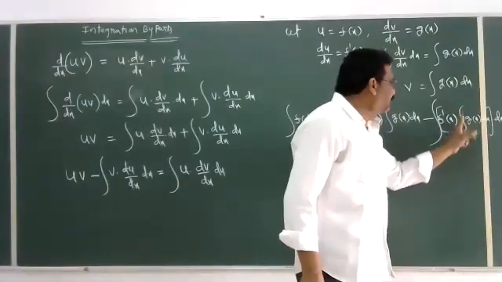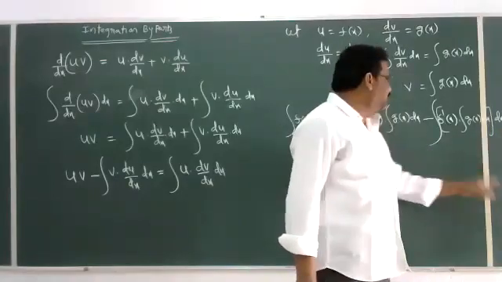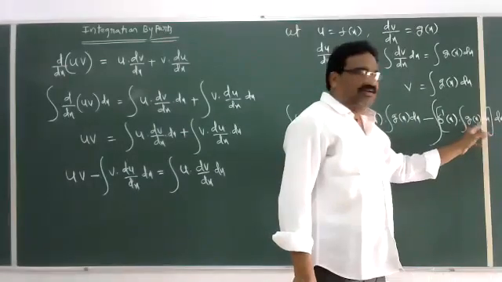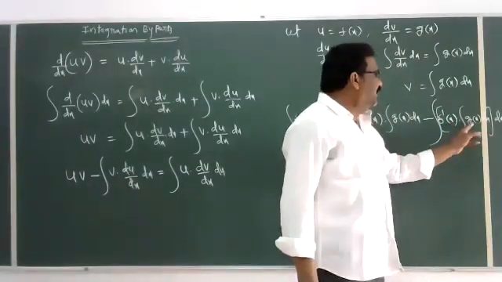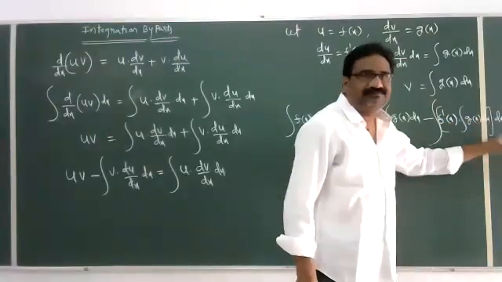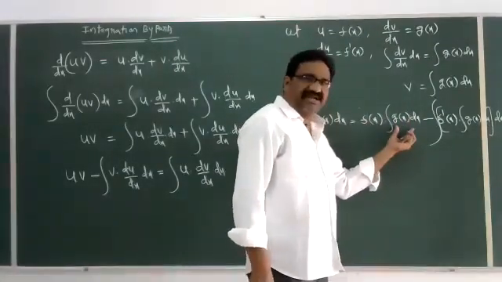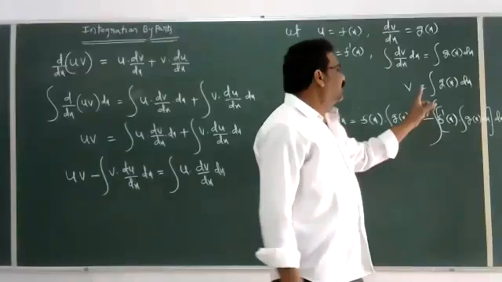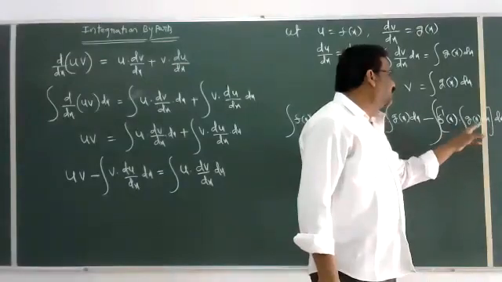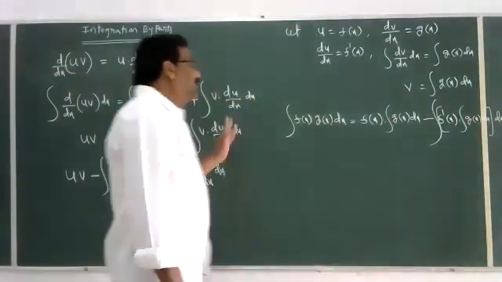Here this dx is for this integration. This dx is for this integration. That means f dash x into integration of g of x, derivative of f of x into integration of g of x, then multiplying and again integrating. That is the formula. That is first function into integration of second function minus integration of derivative of first function into integration of second function for whole integration into dx is called integration by parts.